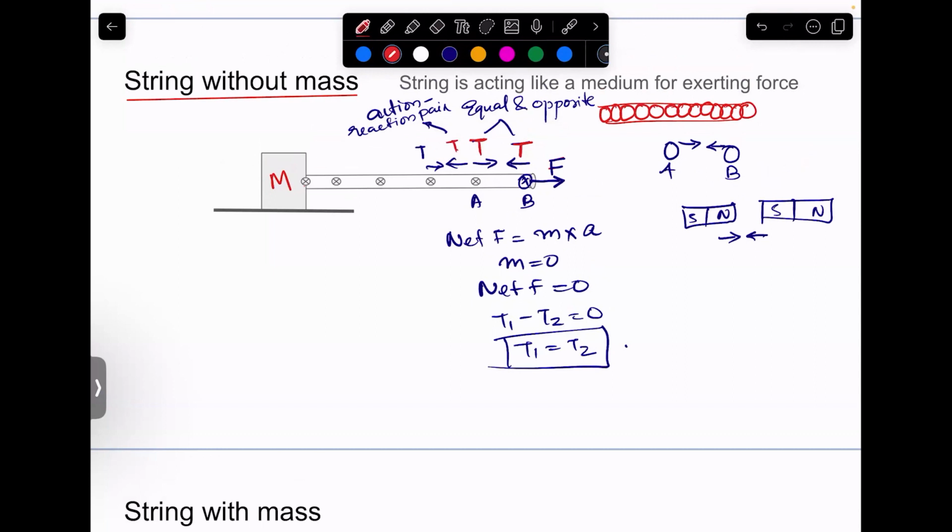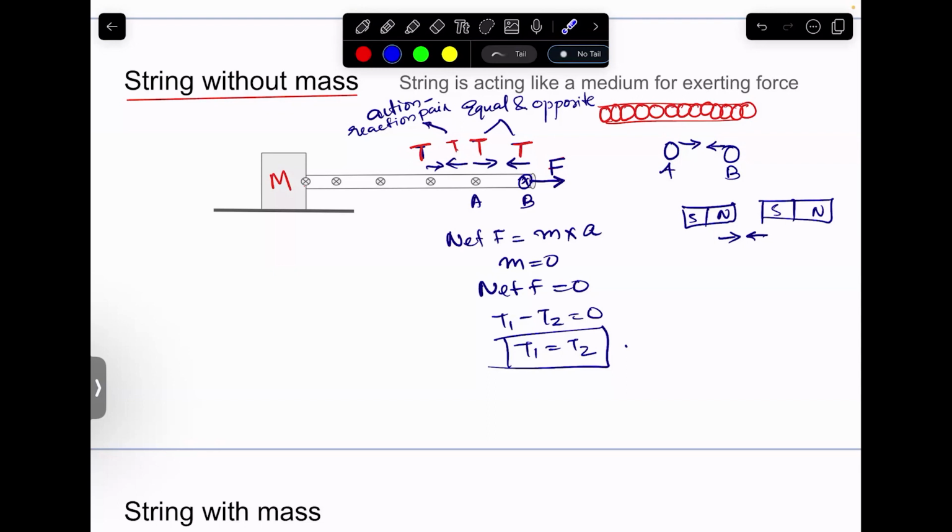Similarly, this T and this T, they are equal and opposite pairs because they are intermolecular attractive forces. So whatever force it is providing on this thing, with the same amount of force, this B will attract A. So that's why they both are T.